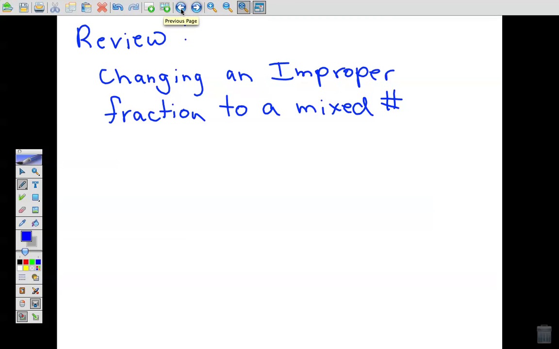You got to be able to do it with a calculator. You got to be able to show that. You'll be quizzed on it. You'll be tested on it. Let's go through it. All right, changing an improper fraction.